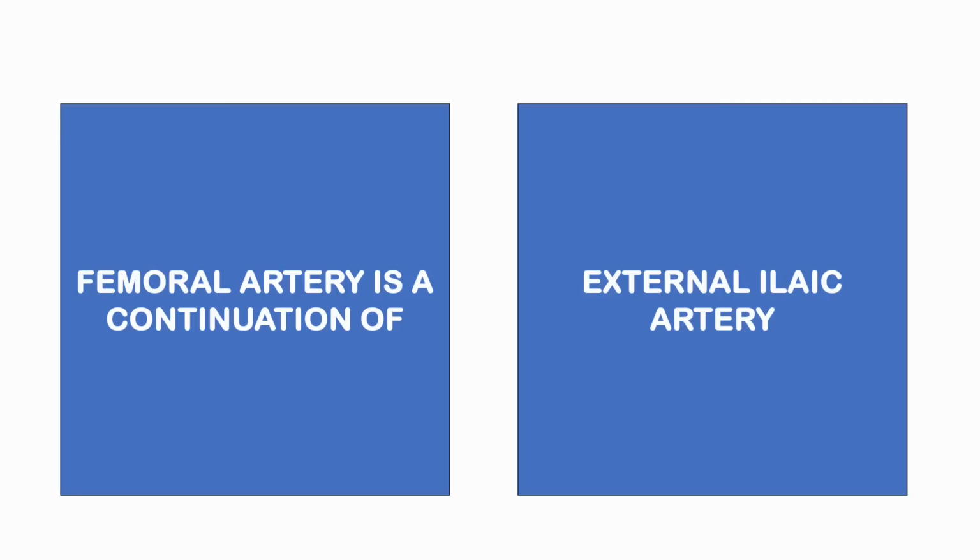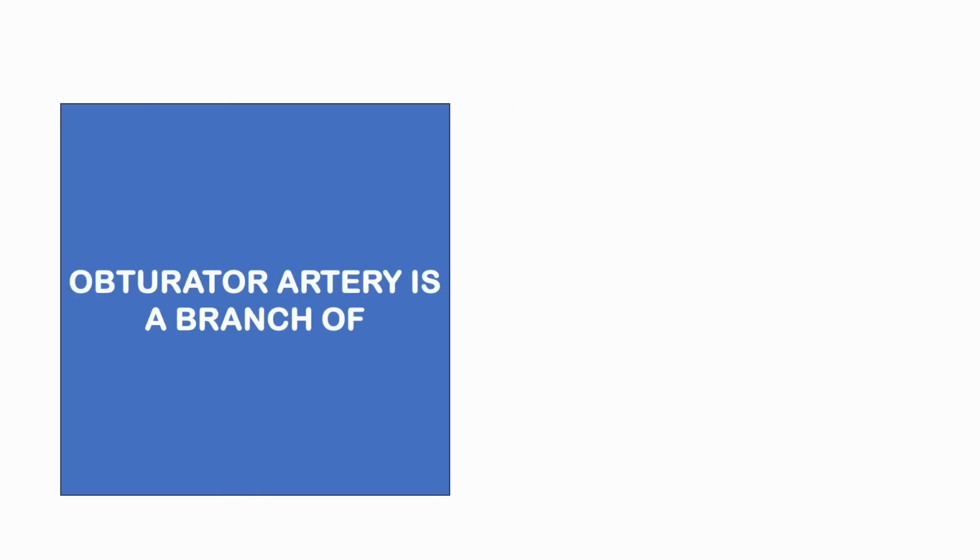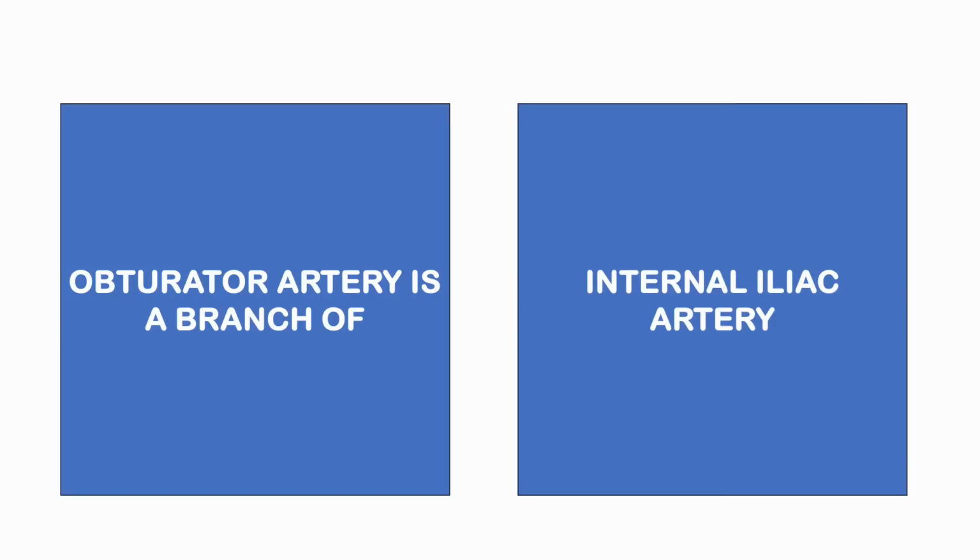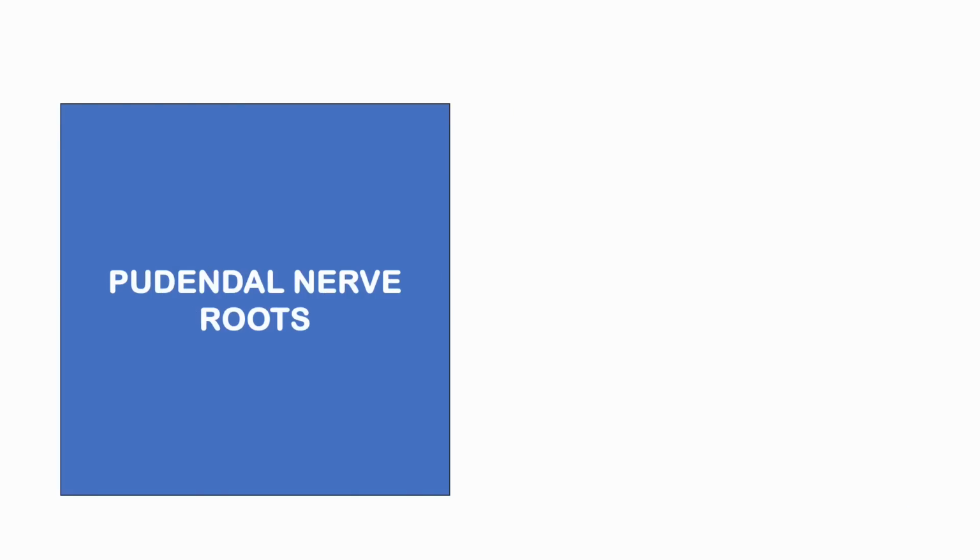Femoral artery is a continuation of external iliac artery. Obturator artery is a branch of internal iliac artery.